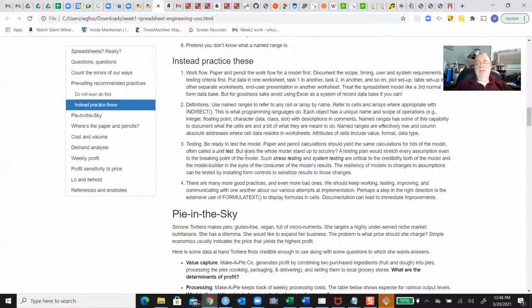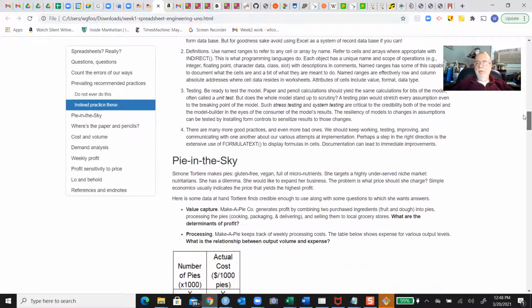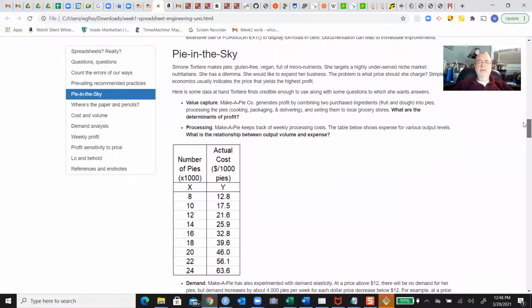Test your model all the time, but always start your work with a paper and pencil process. So here we have Pie in the Sky, a wonderful British series, and of course it's about cooking.